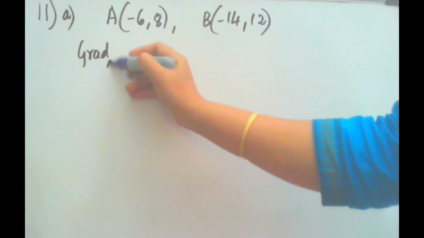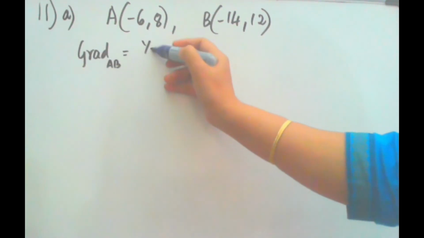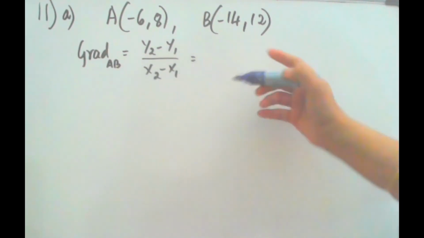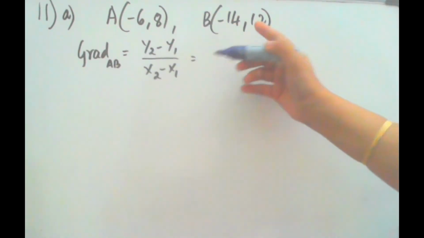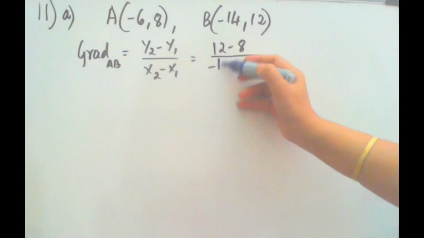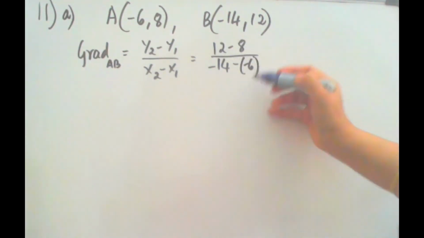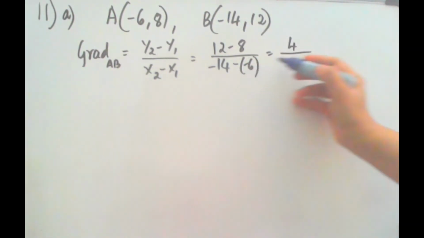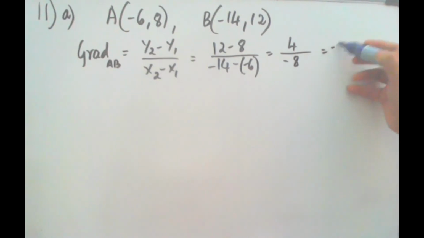Let's do that. Gradient of line AB is y2 minus y1 divided by x2 minus x1. So the y coordinates difference, 12 minus 8, divided by minus 14 minus of minus 6. So 12 minus 8 is 4, minus 14 plus 6 is minus 8. So it is minus 1 over 2.